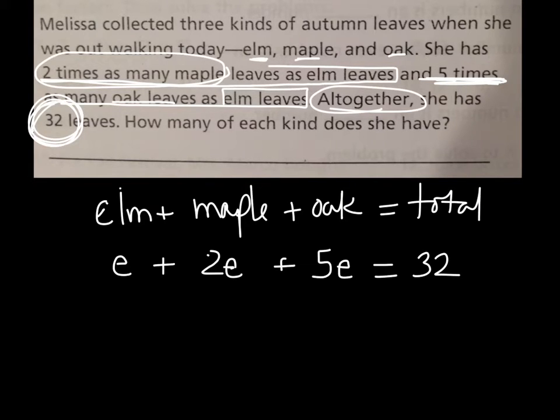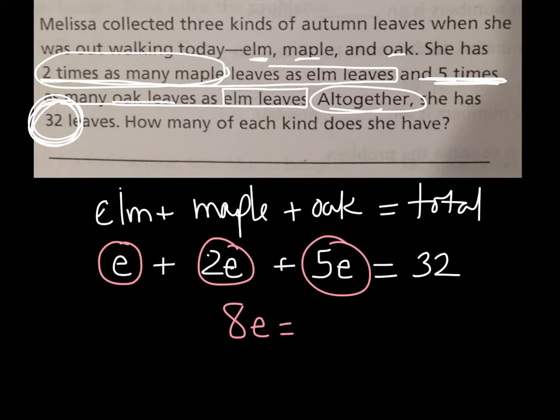So now we have to go to those algebraic chains. We have 1E plus 2E gives us 3, plus 5 is a total of 8. So we have 8E equals 32. So how many 8s are there in 32? Or remember, that's the same thing as saying 32 divided by 8. And that gives us that E equals 4. We aren't done. It asks us how many of each kind she has.